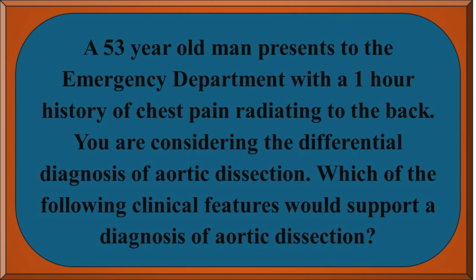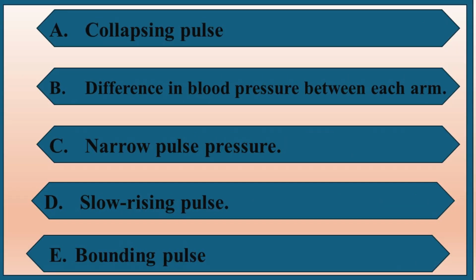A 53-year-old man presents to the emergency department with a 1-hour history of chest pain radiating to the back. You are considering the differential diagnosis of aortic dissection. Which of the following clinical features would support a diagnosis of aortic dissection? A. Collapsing pulse. B. Difference in blood pressure between each arm.